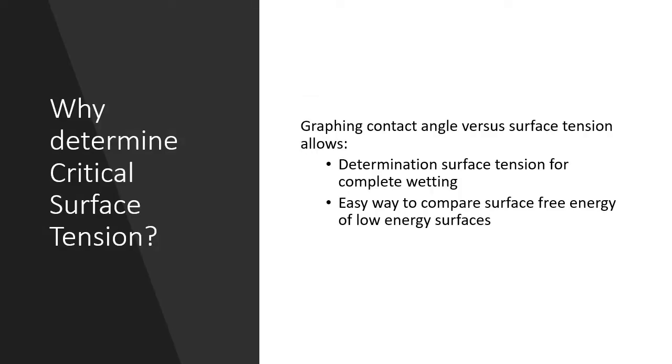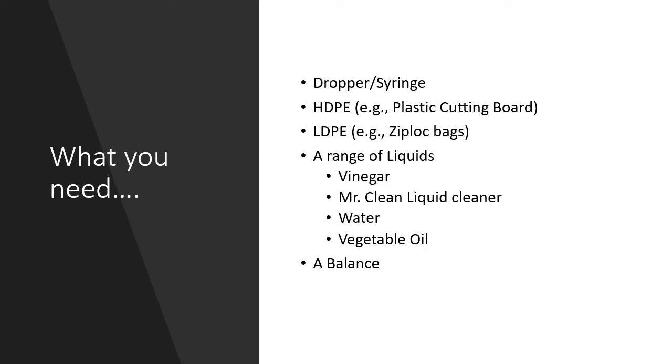So why do we care about critical surface tension? Basically, the idea is that we can determine the exact point at which complete wetting actually occurs on that solid surface. And it's also an easy way to compare the surface free energy between a multitude of different surfaces, because we have multiple different types of plastic. We can make a quick comparison using this with just a few liquids.